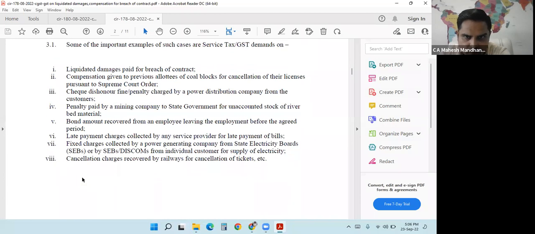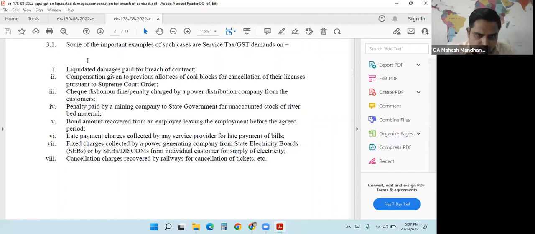Now, another question that comes up for consideration: what will happen regarding late payment charges collected by any service provider for late payment of bills? For this, if we see section 15 of the CGST Act, it clearly tells that any late payment charges collected by any supplier of service or supplier of goods will form part of the consideration for supply. In other words, they will be liable to tax.